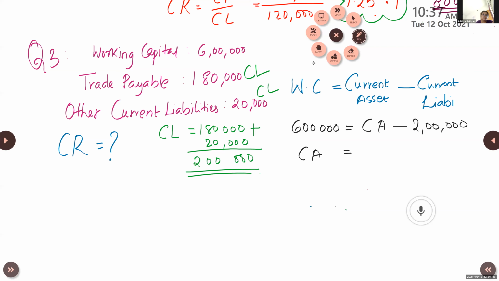8 lakh. 6 lakh plus 2 lakh, you get 8 lakh. Okay. So now you have current asset and current liability. So find out current ratio quickly. Current ratio is equal to 8 lakh divided by 2 lakh. How much is it?